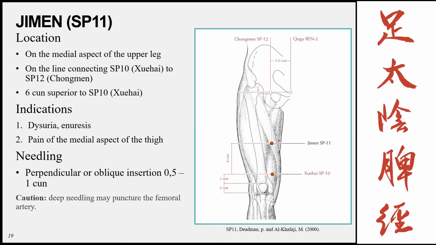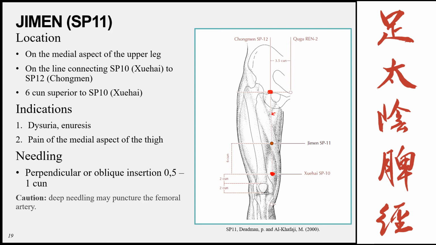Our next point is G-men, spleen 11. This point is located on the medial aspect of the upper leg, on the line connecting spleen 10, shu high, to spleen 12, and it's 6 tsun superior to shu high, spleen 10. So what does this mean? We first have to locate the 2 points used to find this point. Spleen 10, as mentioned before, you use that simple method to locate it over here. Then we locate spleen 12, which we'll learn about next, which is around up here. And we draw a line between these points, as you can see over here.